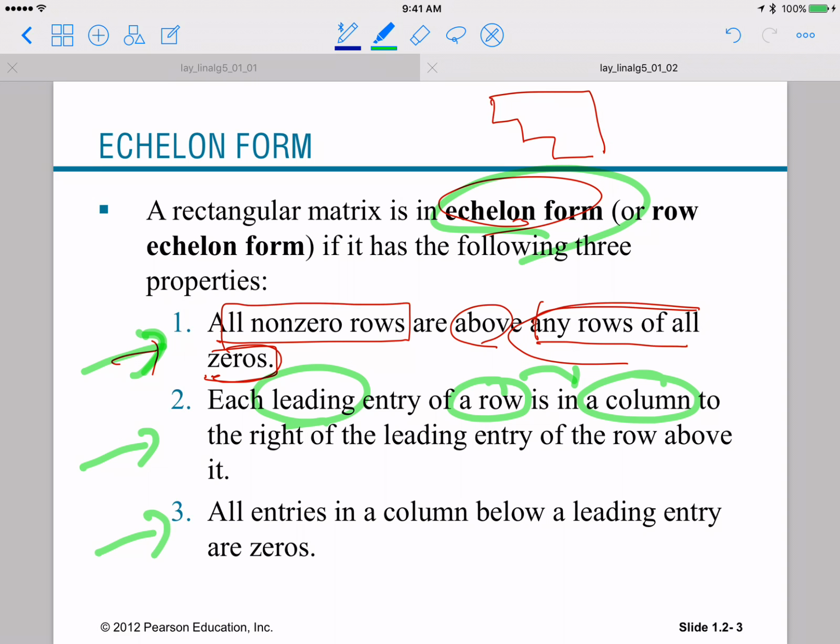Then the third condition about this echelon form is: all entries in a column... let's see. Each leading entry of a row is in a column.